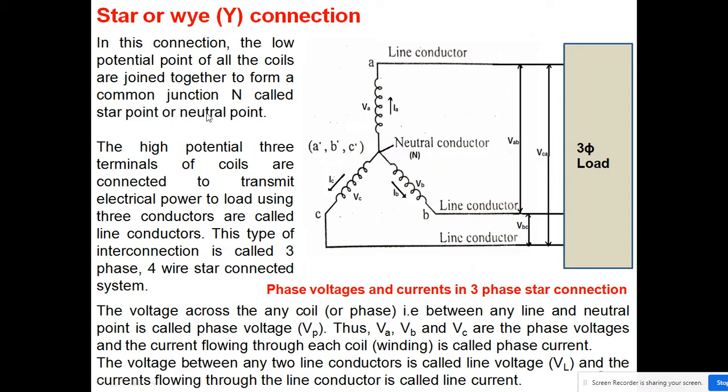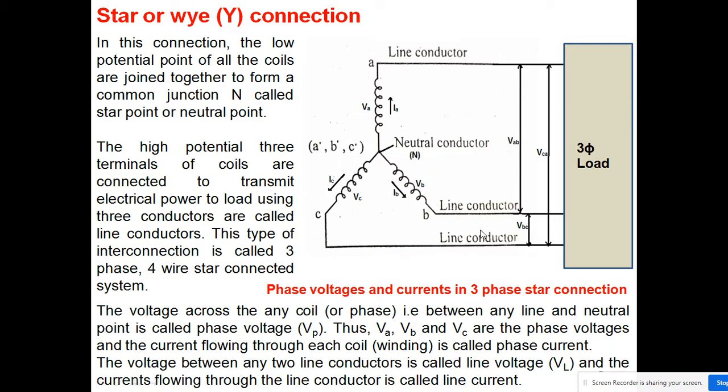In this star connection, the low potential points, it means A dash, B dash, and C dash of all coils, are joined together at a particular place, which we call the common point, and which is called the neutral point or star point. And the high potential terminals, it means A of coil A, B of coil B, and C of coil C, are connected to transmit electrical power to the load. You see this one connected to load here, this is also connected to load here, and this is connected to load.